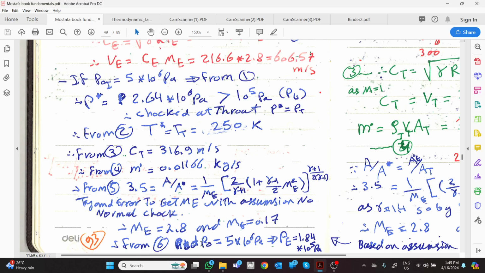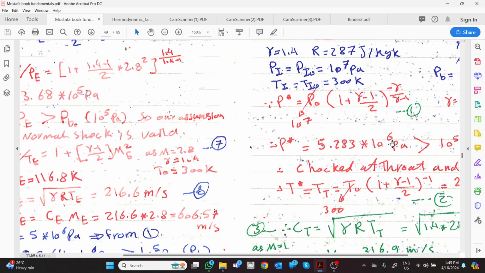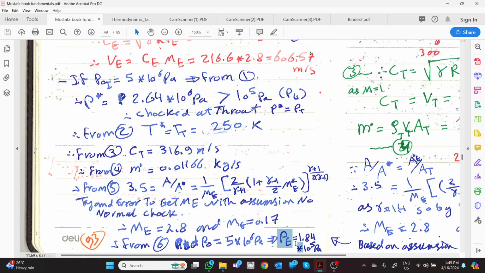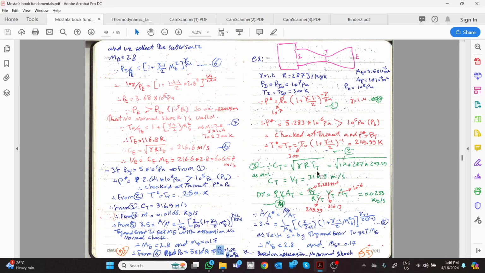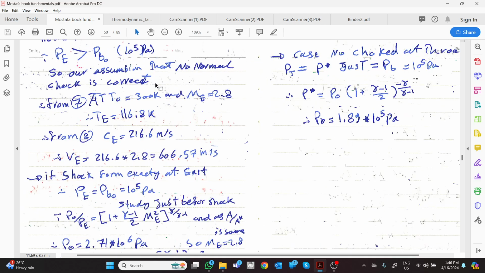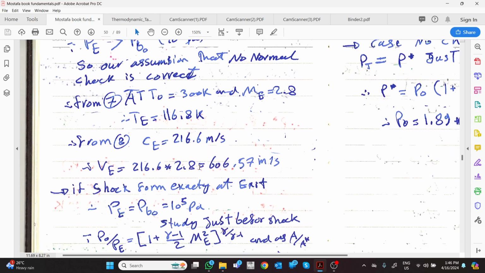But now we need to check P stagnation is like this, exit pressure is like this. Exit pressure is 1.84 multiplied by 10 to the power 5. Stagnation pressure is just 1.05 times 10 to the power 5, so P exit is still higher than P stagnation. So yes, there will be no normal shock. Everything is okay, same procedure. Our assumption is correct, so calculate C, then calculate the velocity. The velocity will become 606.